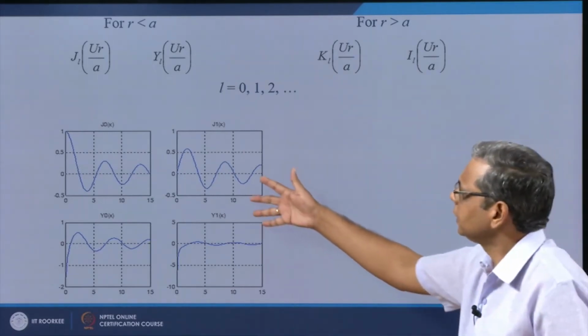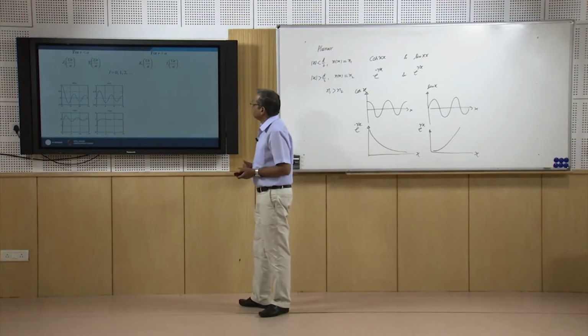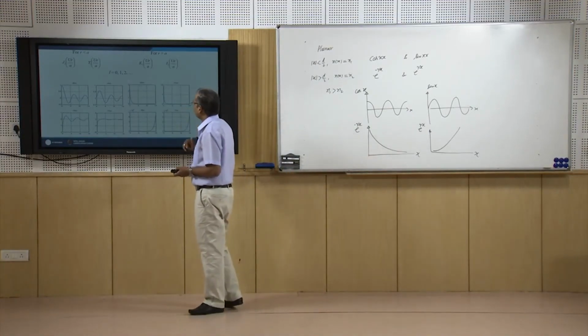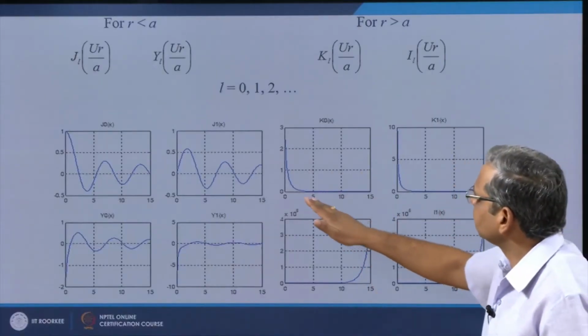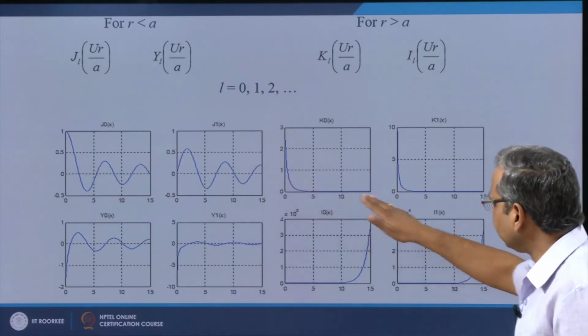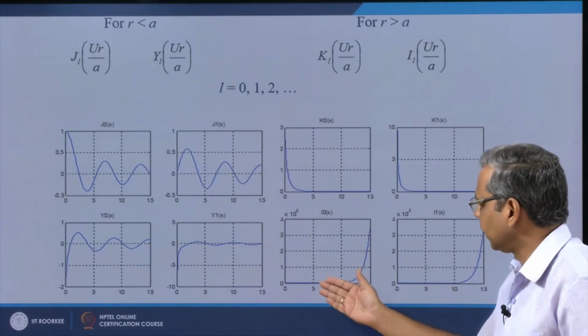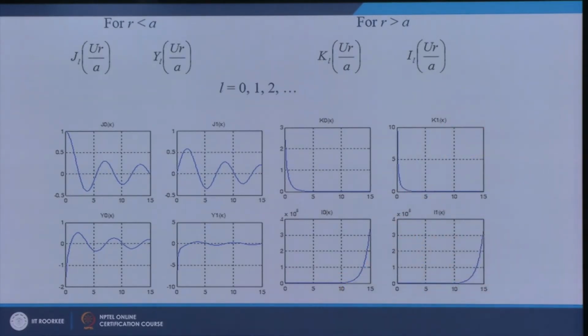So, these are Bessel J and Bessel y functions, and if I now look at Bessel K and Bessel I functions, then they look like this. Bessel K functions have asymptotically decaying behavior, and Bessel I functions have asymptotically amplifying behavior.